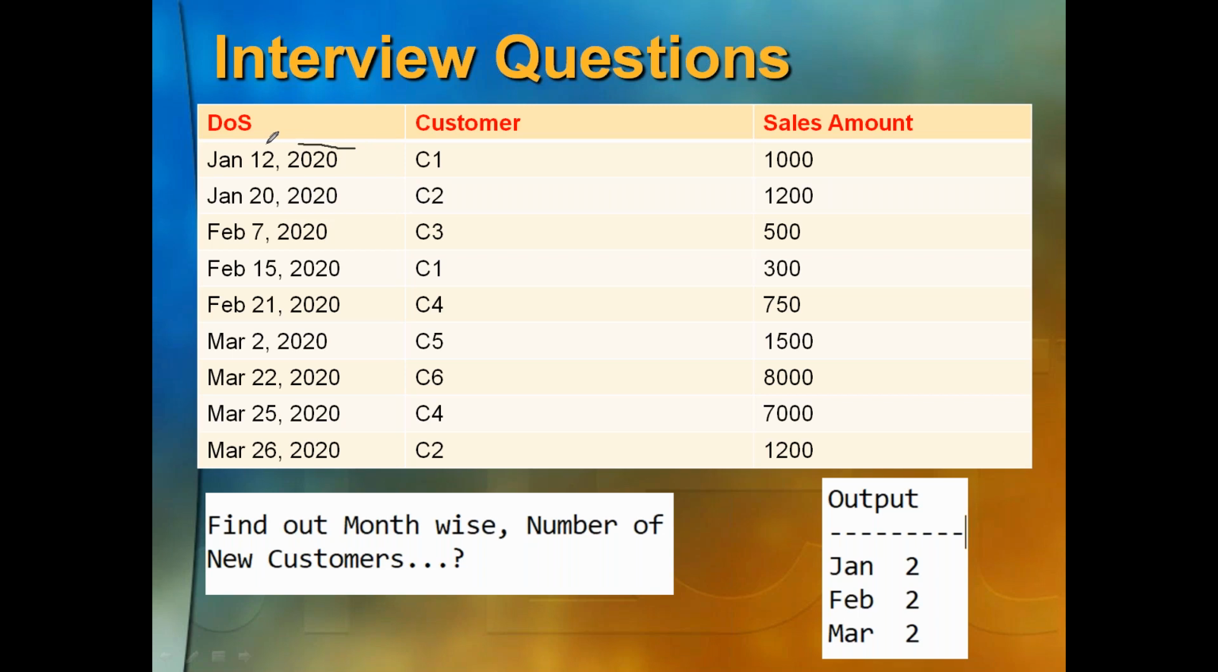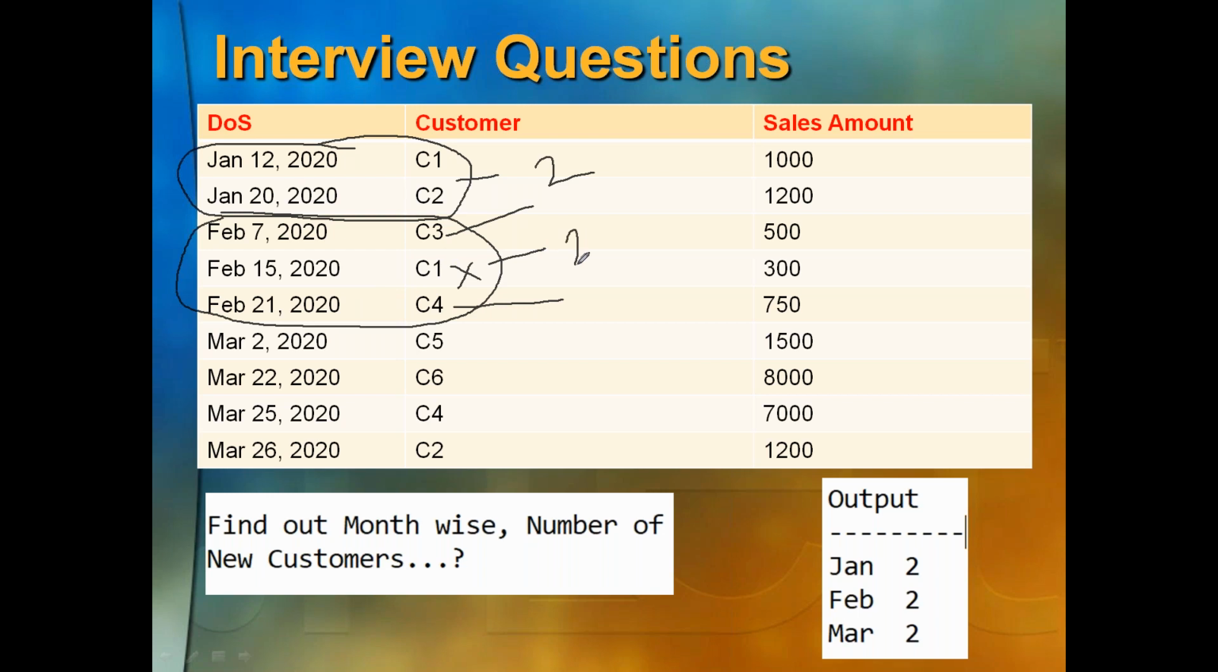In the January month, there are two people, C1 and C2. In February, we have C3 and C4. C4 is not a new customer because he already came in this one. So in January, we have two new customers. In February, we have three, but this guy is the old customer, so the number of new customers is only two.